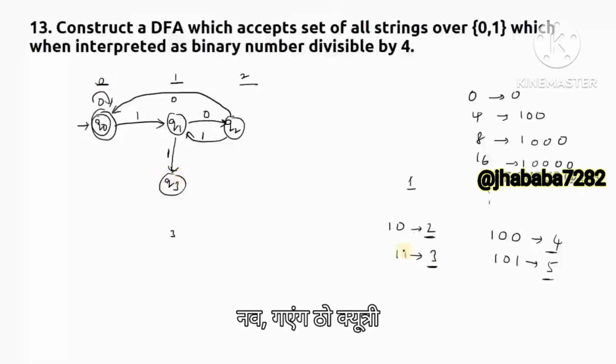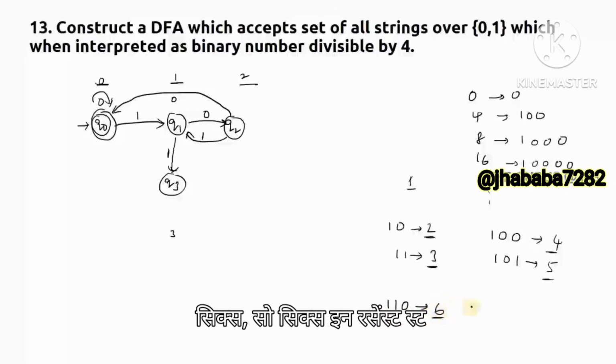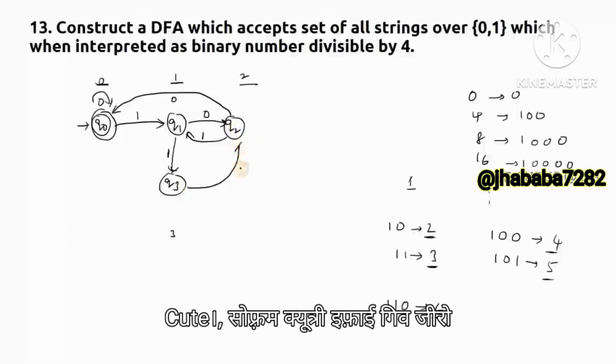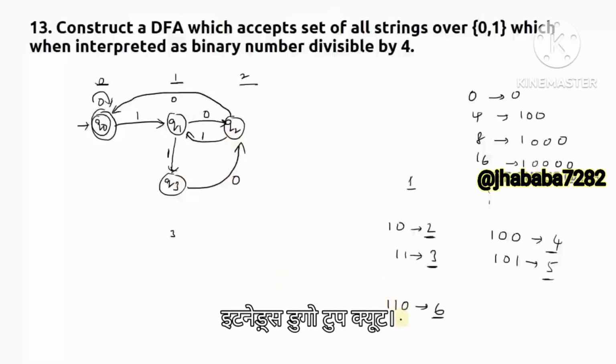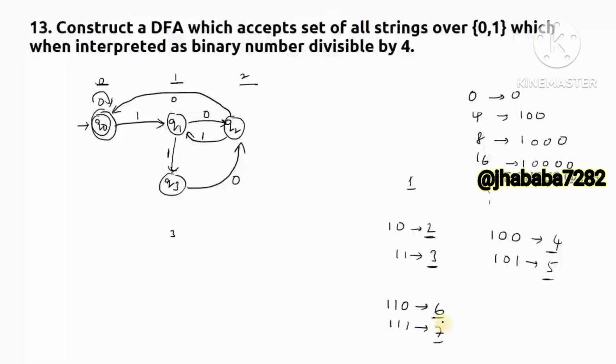Now, going to Q3. How are you reaching Q3? From Q0 you have given 1, from Q1 you have given 1. After giving 1, 1, you are reaching Q3. So from Q3, if I give 0, it is 1, 1, 0. What is 1, 1, 0? Which is 6. 6 means the 2 remainder state. Where is the 2 remainder state? Q2. So from Q3, if I give 0, it needs to go to Q2. Now if I give 1 in Q3, the number is 7. 7 means the 3 remainder state. Where is the 3 remainder state? Q3 itself. That is a self loop.